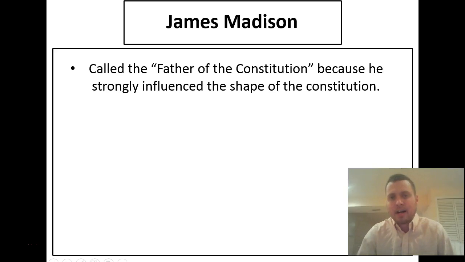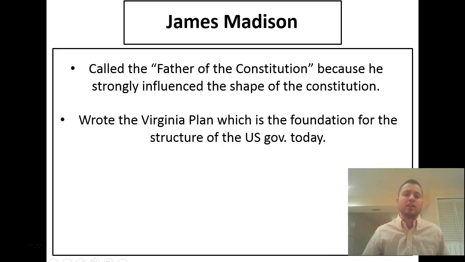When they first showed up at the Constitutional Convention, no one really knew, like, what are we going to do? Like, where should we start? James Madison wrote the Virginia Plan, which was their starting point. And yes, they changed it a little bit with the Great Compromise, but it still is a lot like our government today. It has 3 branches. It has a bicameral legislature. So let's put that down. He wrote the Virginia Plan, which is the foundation for the structure of the U.S. government today. The VA plan is a lot like our government today.